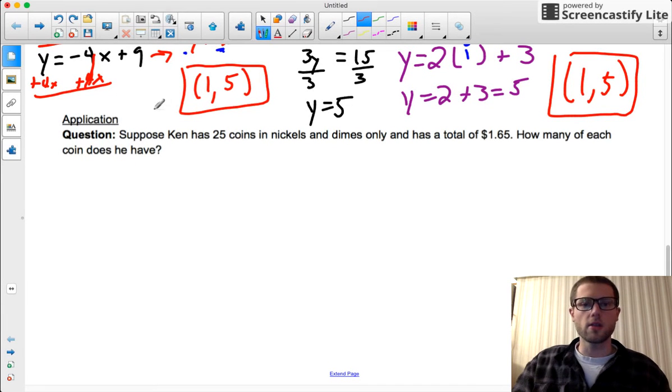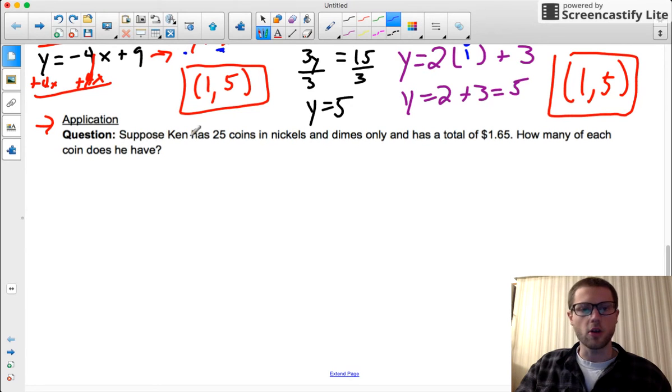Okay, we want to take these systems of equations and see what an application problem looks like with these things. So let's see what we have here in this problem. This is a coin problem, and it says suppose that Ken has 25 coins in nickels and dimes and has a total of $1.65. How many of each coin does he have?